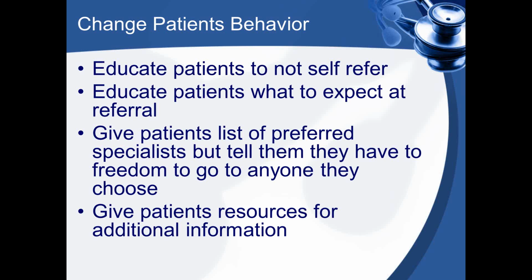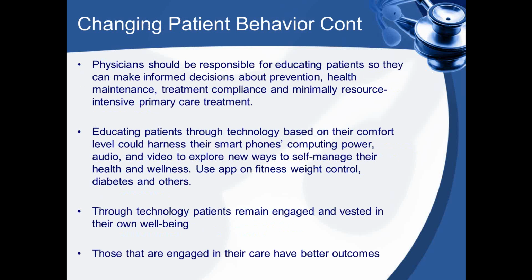So I started with this, and I'm going to end with this. The key to success of the ACO is we have to also change the patient's behavior. We have to educate our patients not to self-refer. We have to educate our patients on what to expect at a referral. We can give them a list of preferred specialists, but they have the freedom to go anywhere. We have to give the patients resources for additional information.